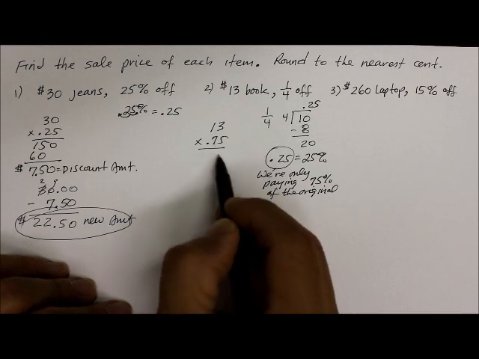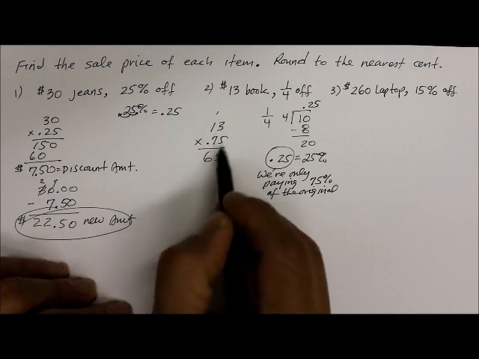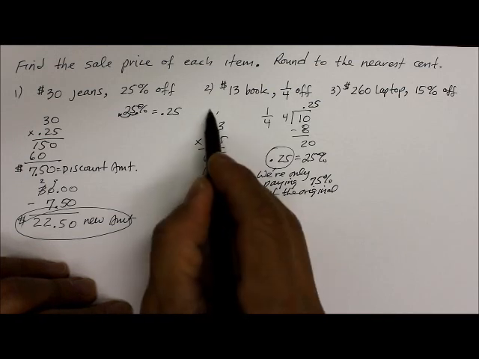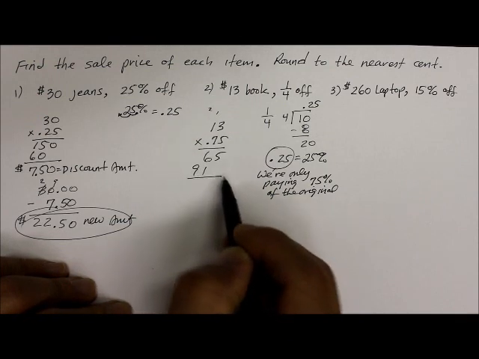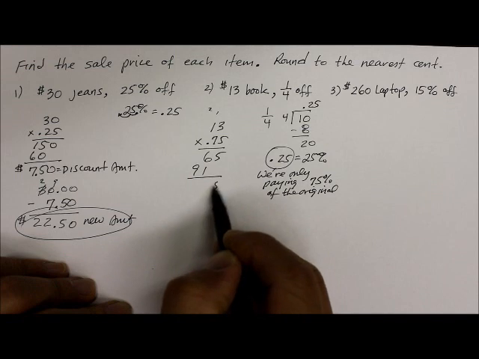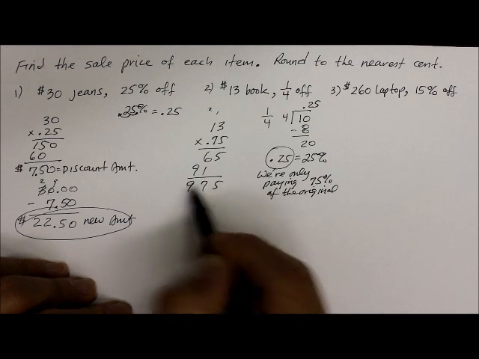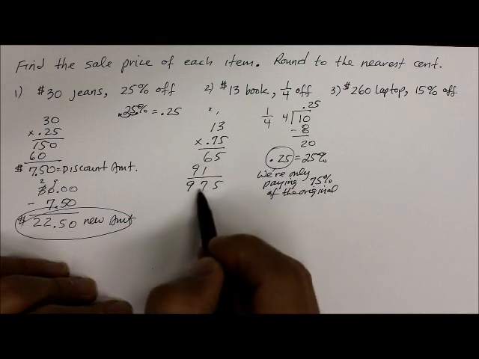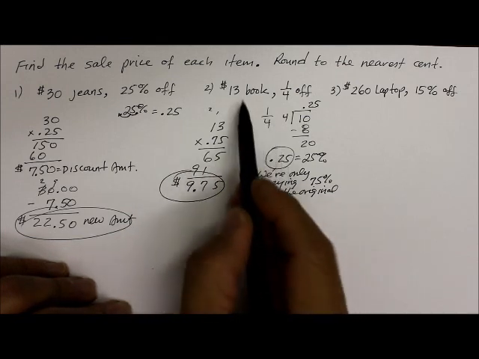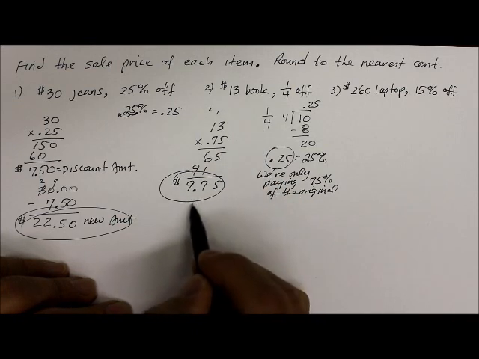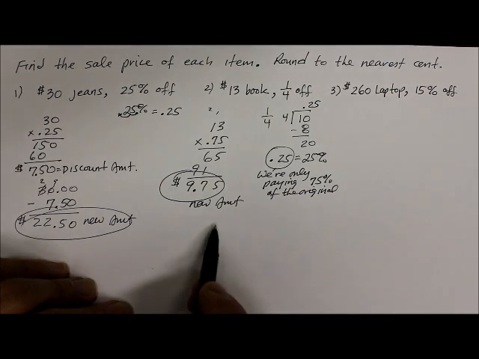So 5 times 3 is 15, carry the 1. 5 times 1 is 5 plus the 1 is 6. 3 times 7 is 21, carry the 2 this time. 7 times 1 is 7 plus that 2 is 9. So when you add it down, we get 5, 7, and then 9. 2 decimal places. Check this out. The original price was $13. Now we are paying only $9.75.